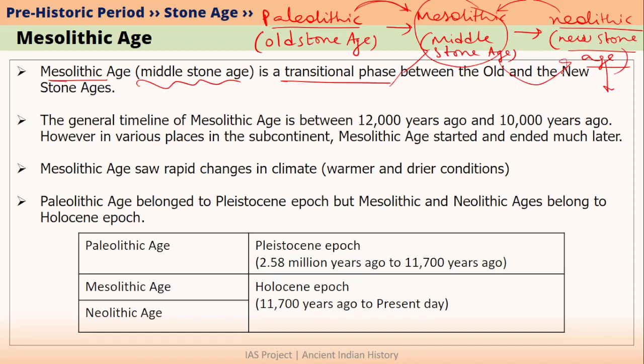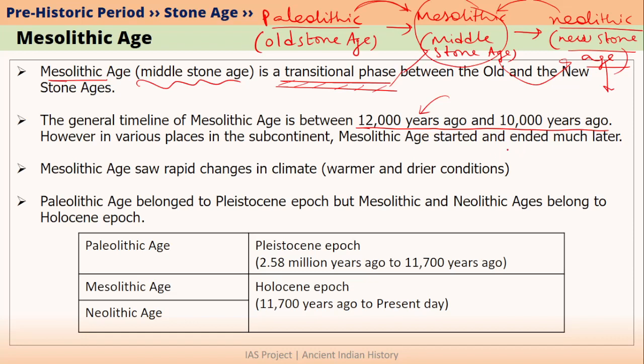So in the Mesolithic age, we find features of both Paleolithic as well as Neolithic. Therefore, it is called a transitional phase between the Old Stone Age and the New Stone Age. We have seen that the timeline of the Mesolithic age is between 12,000 years ago and 10,000 years ago. However, as we have stated in the initial lectures, we must remember that this time period is not the same everywhere. In certain places, this may be a little early or a little late.